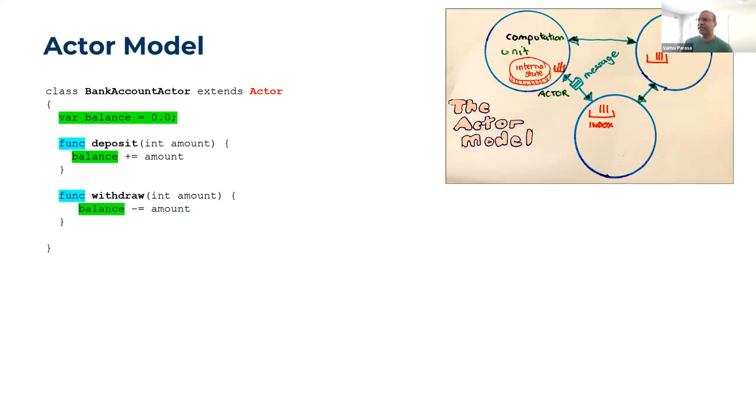And then it gets a message, hey, bank account actor, deposit. When it gets a message to deposit some money, it increments the balance. And if you withdraw, it decrements. And nobody else has access to this balance. It's private. Because in software, managing shared mutable state is always the big problem.